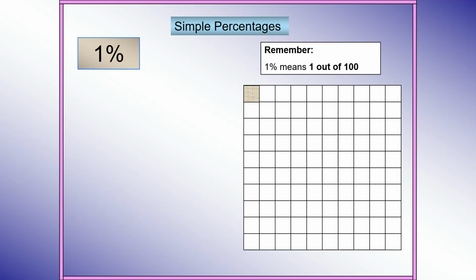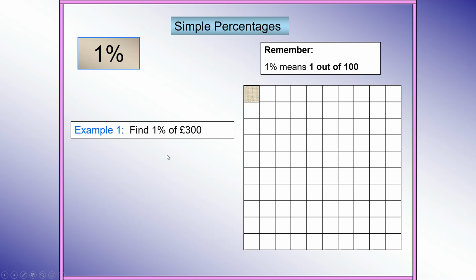Okay. 1% means 1 out of 100, so to find 1% we divide by 100. Okay, so to find 1% of 300, I'm going to find 300 divided by 100. If I just get my red pen back, still got the green from rag rating. So I do 300 divided by 100, which is going to be, move the decimal point back 2 places, so that's 3 or 3 pounds.